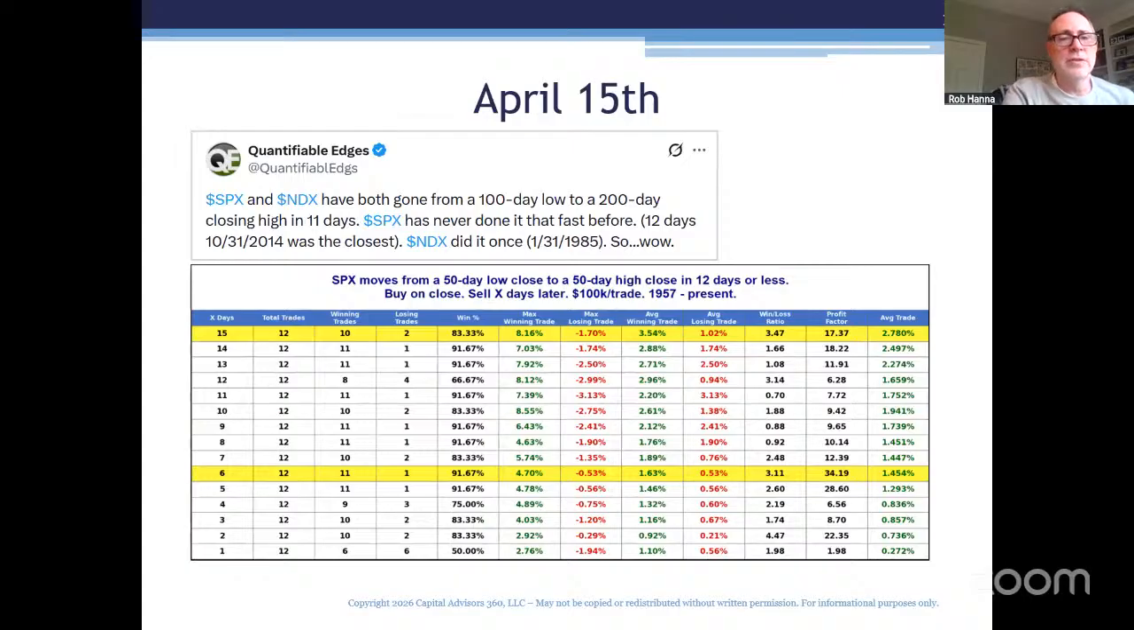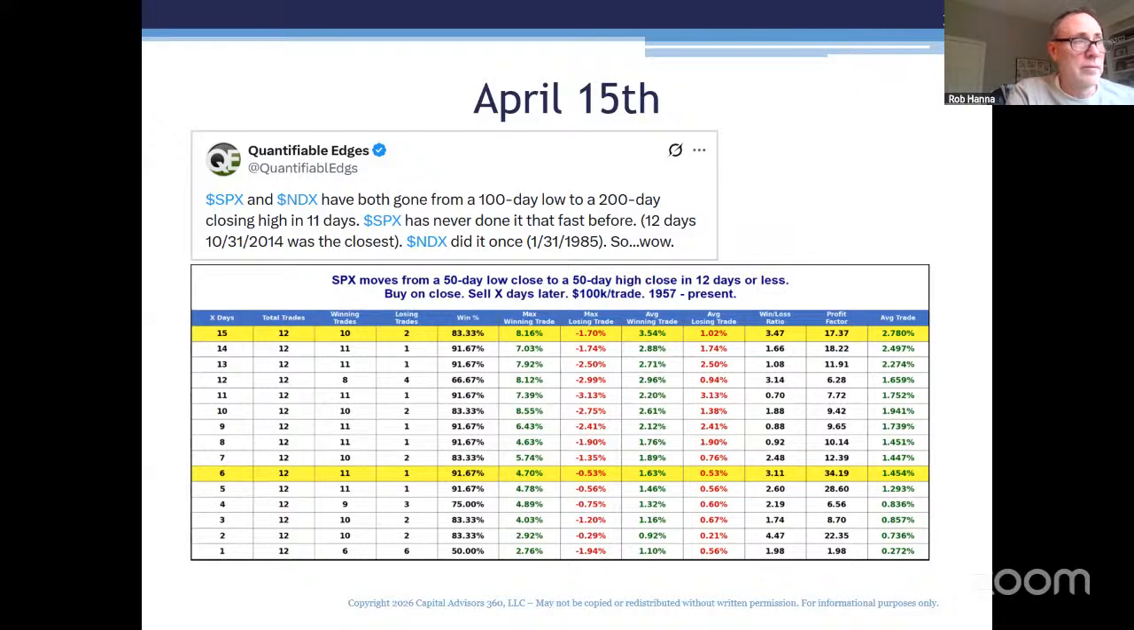April 15th, we really saw something interesting, I thought. The S&P 500 and the NASDAQ 100 and the NASDAQ composite, I think, both went from a 100-day low to a 200-day closing high. Actually, they both went to all-time highs in 11 days. And the S&P had never done that before. Just because it's never been done doesn't mean it can't, right? And the NASDAQ 100 had done it once, and that was in 1985. So that was pretty awesome.